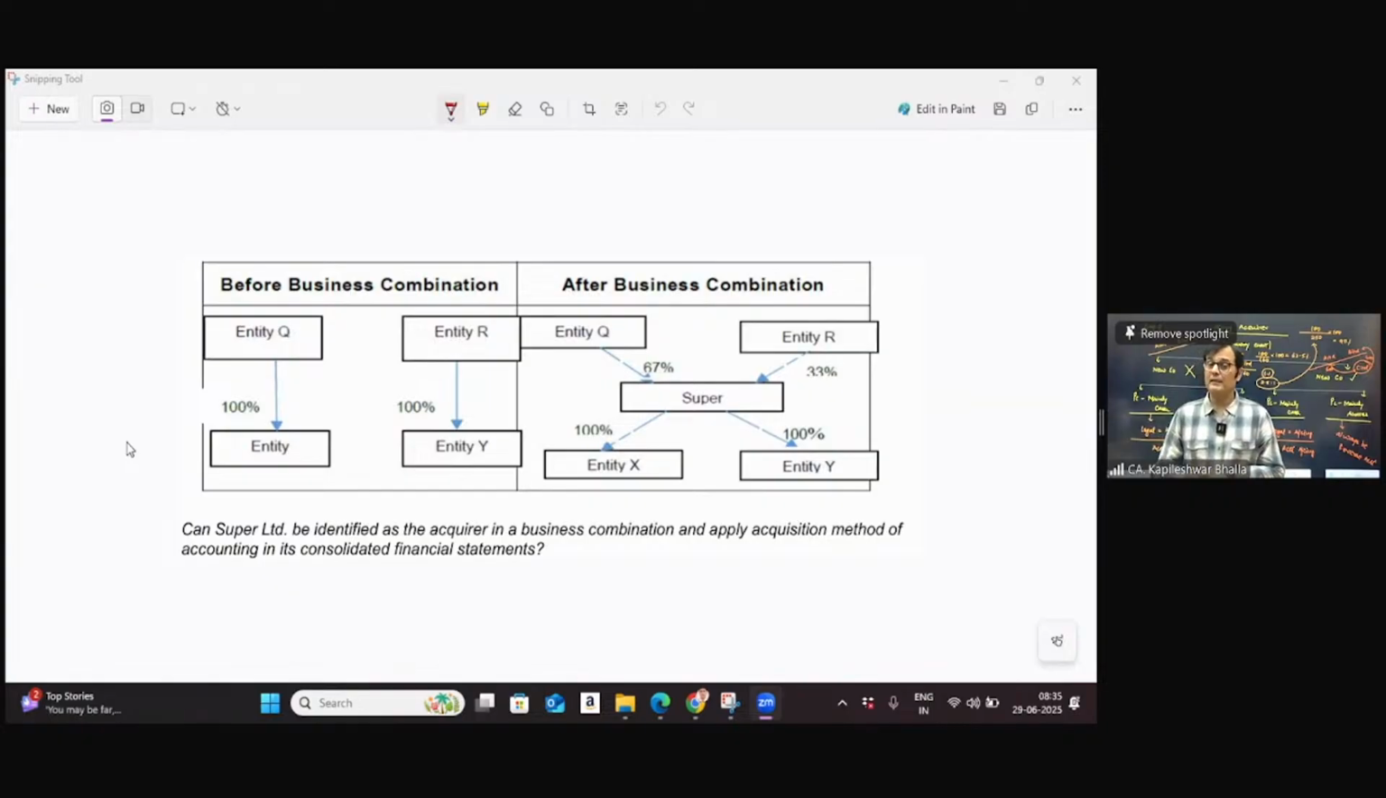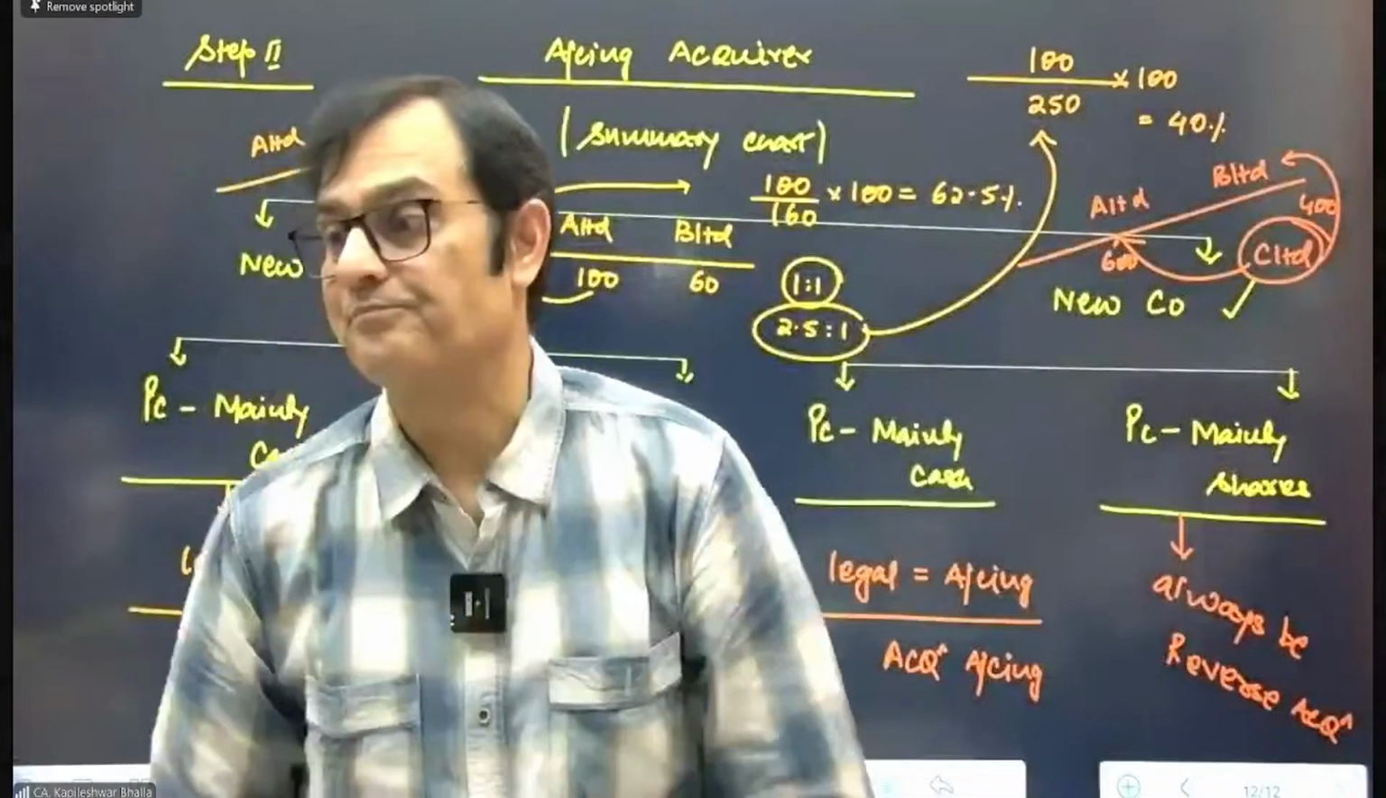So can I say the diagram is very clearly telling me that entity Q has got control over the company Super? Can Super be identified as the acquirer in the business combination and apply acquisition accounting? No. Super cannot be identified as the accounting acquirer. In this case, entity Q becomes the accounting acquirer. So acquisition accounting would not apply, but reverse acquisition accounting would be applicable. Super is the legal acquirer, but not the accounting acquirer.